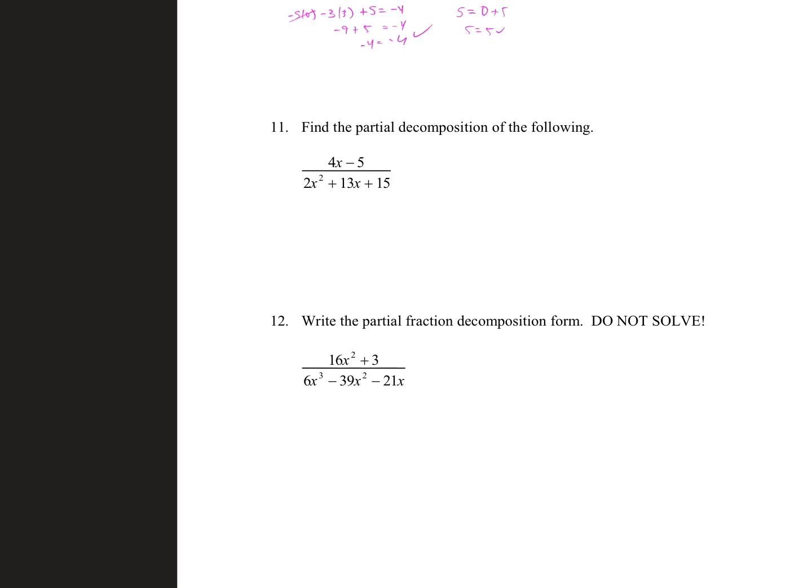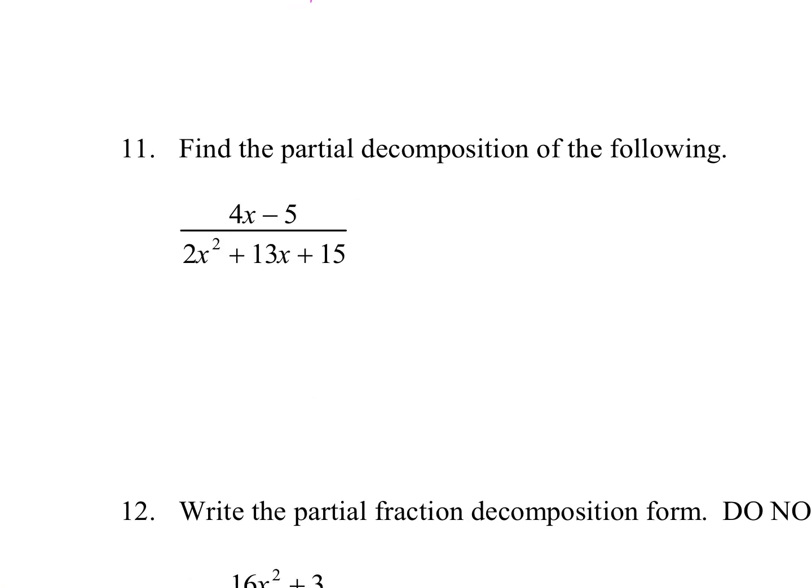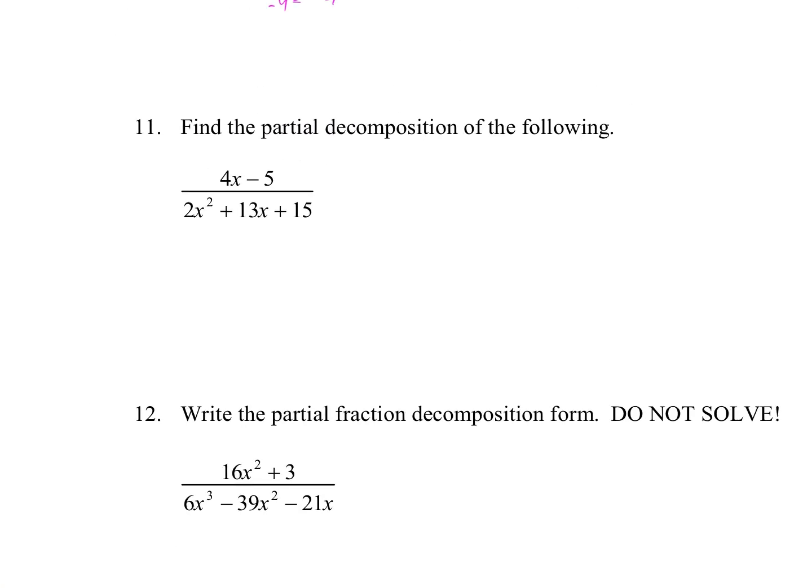All right, let's do some partial fraction decompositions. All right, look at the difference between 11 and 12. 11 says find the partial fraction decomposition. What does 12 say to do? It says do not solve. That means all you need to do is write it out, set it up.